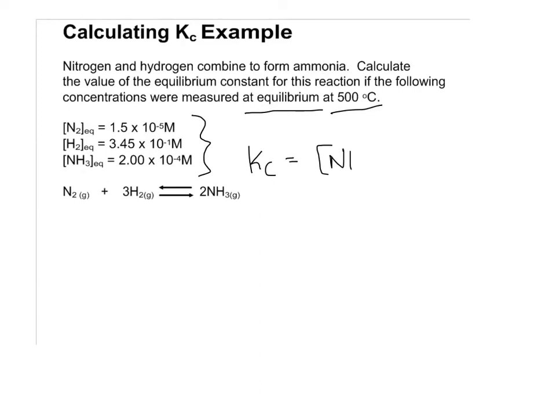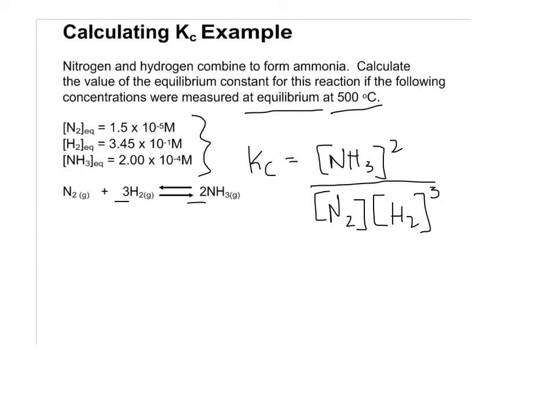Again, it's going to be our product, so NH3 raised to its coefficient, the coefficient's 2, so it's squared, divided by N2. Its coefficient is 1, so we're just going to leave it as 1. And then H2 has a coefficient of 3, so that one's going to be cubed. To find Kc then, we're going to plug in equilibrium concentrations.